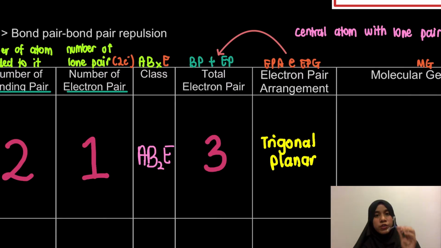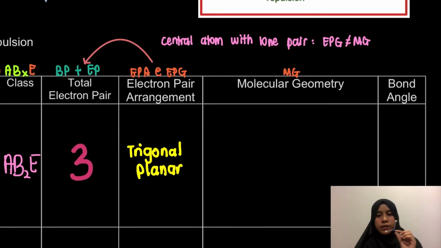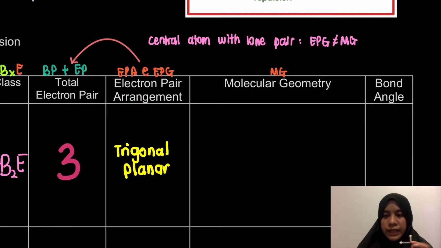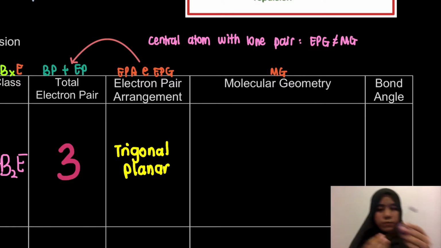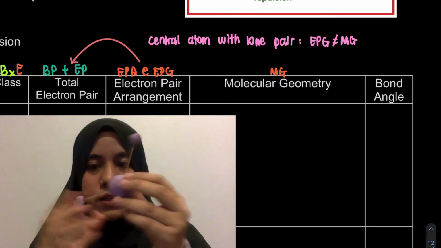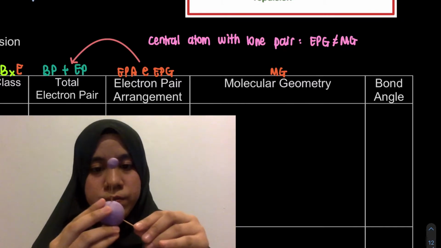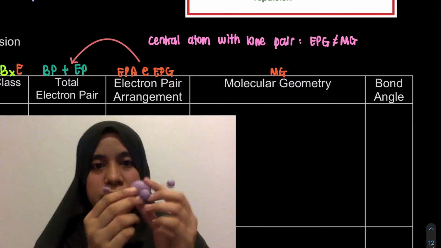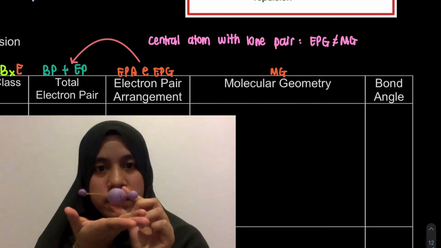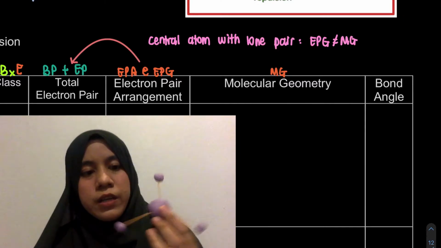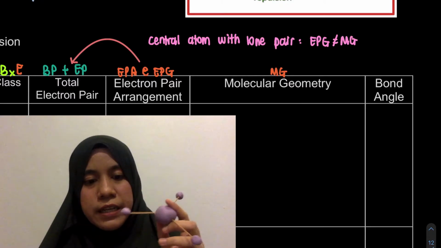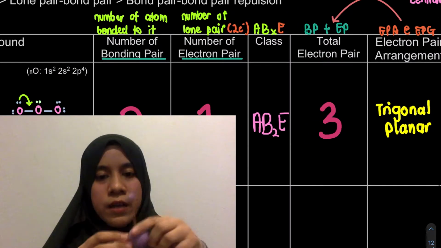Okay, tapi molecular geometry, again, the central atom with lone pair, electron pair geometry dia dah lain, tak sama dengan molecular geometry. So what happen here is that, contohnya kita buat ni lah. Originally dia 3 kan? 1, 2, 3. So this is actually our trigonal planar kita. Planar in one plane, satu satah. What happen is that, sekarang ni dia hanya ada 2 bonding pair, 1 lone pair.